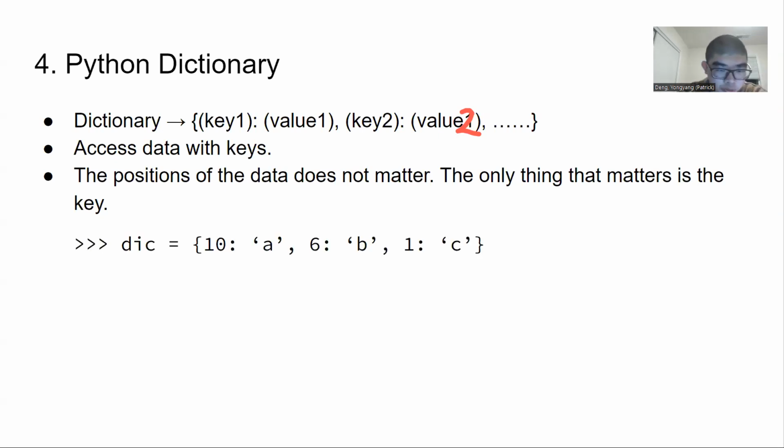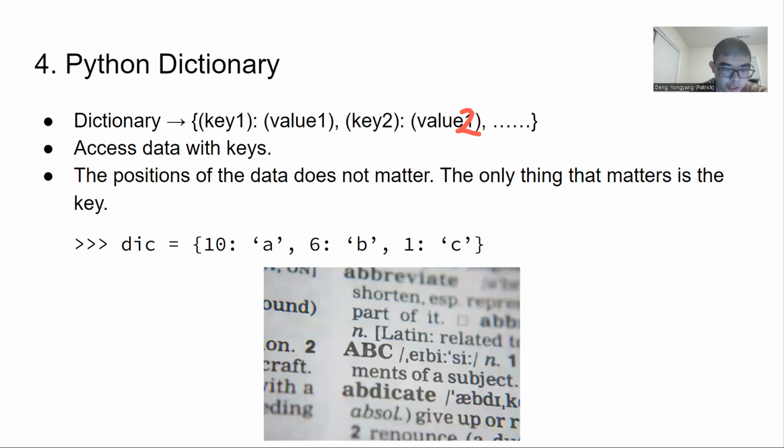So suppose I have a dictionary {10: 'A', 6: 'B', 1: 'C'}. So 10, 6, and 1 are the keys. A, B, C are the values. So this is an example of a dictionary.